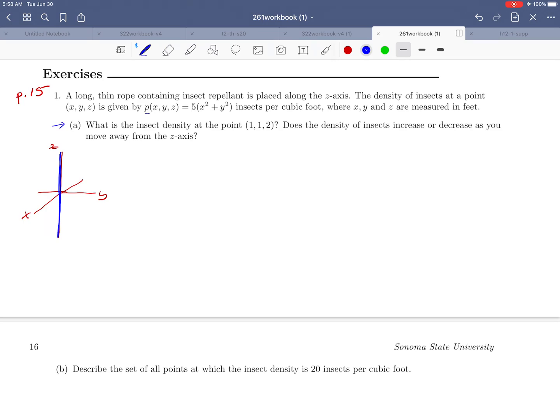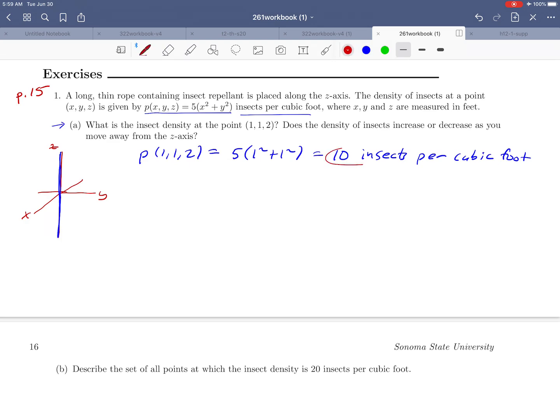Well, we can calculate that by just using the formula that we're given here, so let's start by doing that. Notice that the formula is missing a z, so really all that's relevant are the x and the y value. So we'll substitute those in. 5 times 1 squared plus 1 squared is 5 times 2, which is 10. What would the units on that answer be? We can see that here: insects per cubic foot. So that's the density at the point 1, 1, 2, and we've answered the first part of the question.